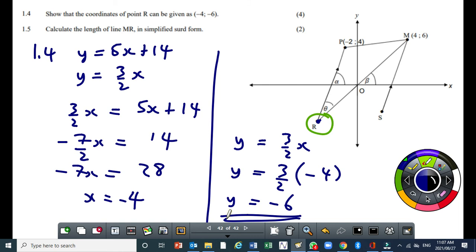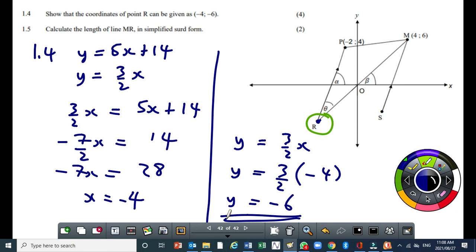Okay, how many marks do I get if I do that? The best way is they would use calculations to show. Use calculations to show that the point R can be given. Maybe they're supposed to show by calculation the coordinates of R. There's a gray area there.